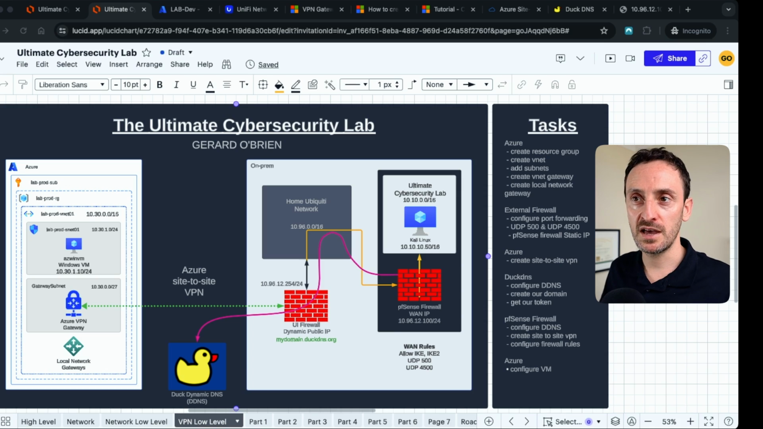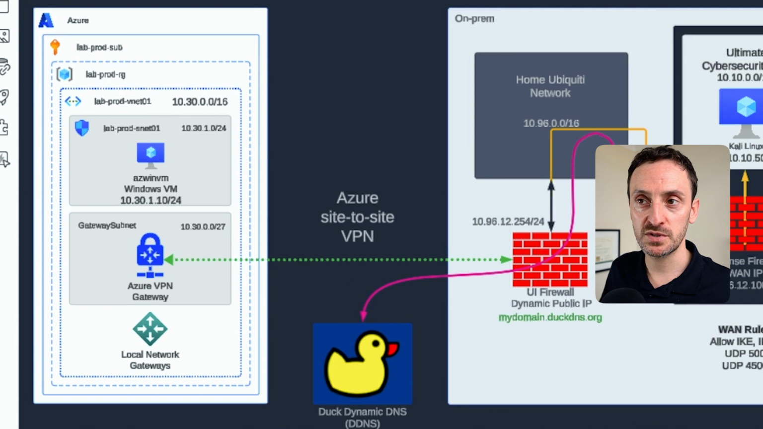So let's go through all of the things that we need to do. On the left, I have created an account in Azure and I have a subscription. Within that subscription, I'm going to create a resource group, and then within the resource group, I'm going to create everything I need. So I'm going to create a VNet with the address space of 10.30.0.0/16. I'm going to have 2 subnets.